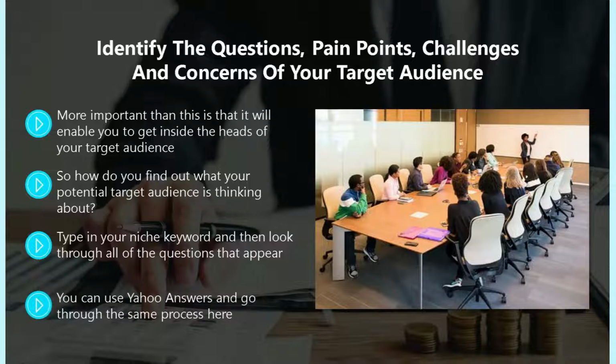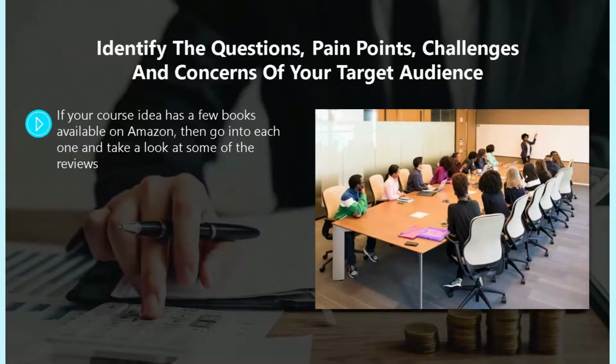You can use Yahoo Answers and go through the same process here. Yahoo Answers has been around for a very long time and is a good resource for finding out what kind of questions people have in various niches. If your course idea has a few books available on Amazon, then go into each one and take a look at some of the reviews.